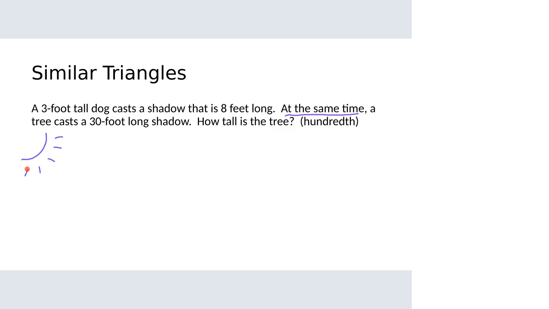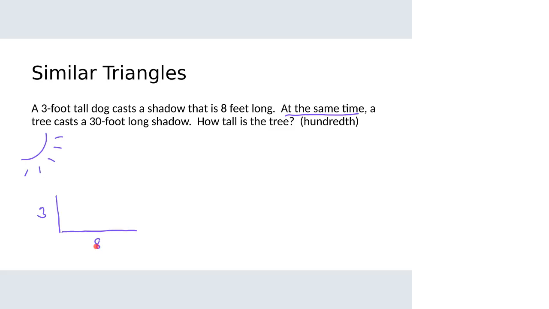You don't have to draw a picture of this, but I like drawing pictures. On Tuesday of next week, you'll see that drawing pictures will be really important for us. I like drawing a picture anytime we can. Does not have to be a work of art. Here I've got my 3-foot tall dog and my 8-foot long shadow.